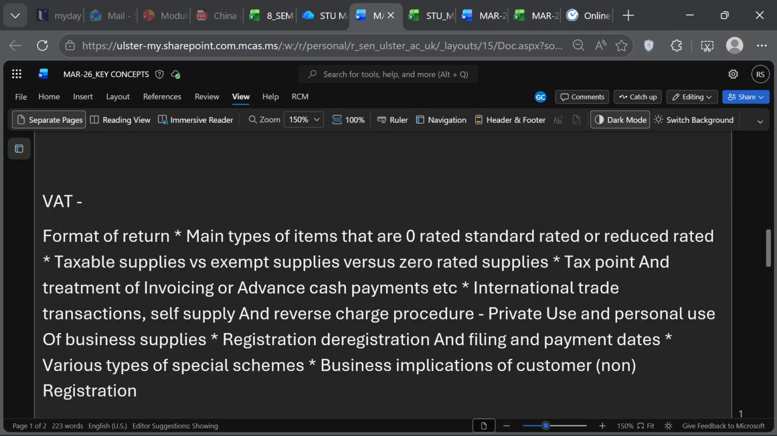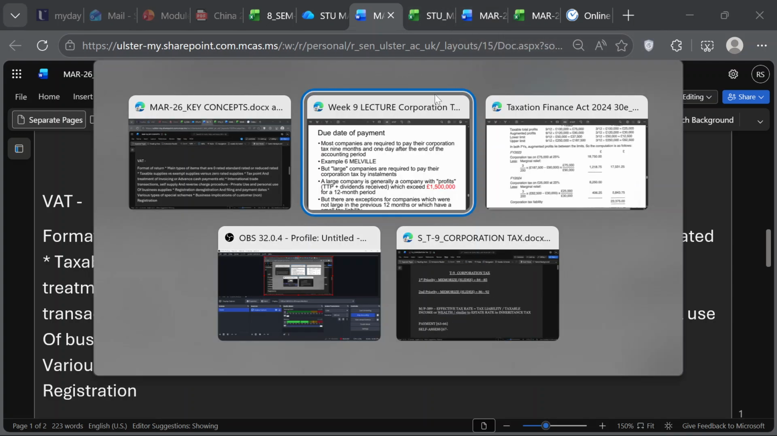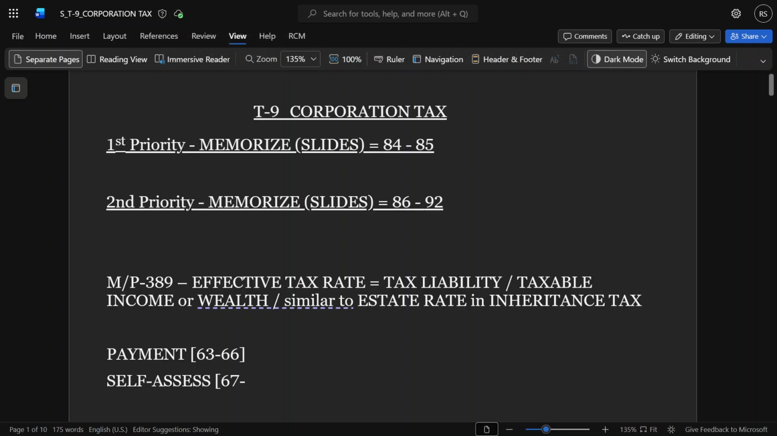So it's a checklist for your preparation. You can use this list of topics. But in addition, don't forget that at the top, and I haven't been able to do it for every topic, but for many of the topics, what I have done is this kind of thing: there's a first priority memorization and a second priority memorization.